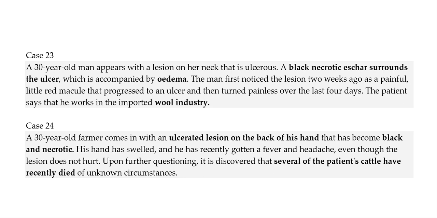So, what are the clues, or what are the common things between the two cases? First of all, there is an ulcer surrounded by edema, and the ulcer has an eschar, that is black necrosis, and the ulcer is not painful, right? It is painless, and there is exposure to some kind of animal or animal products. For example, in the first case it is wool, and in the second case the patient's cattle are recently dying. So what could it be?